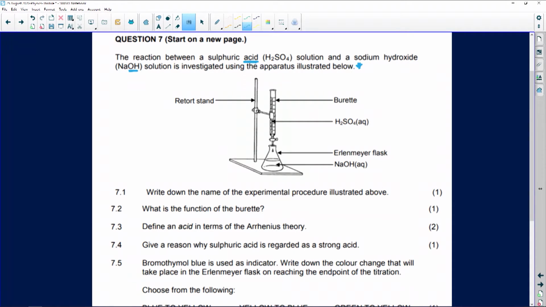So we are able to measure the exact amount of volume that is required to neutralize the other one. We can also add in some indicators and stuff like that. But this is an apparatus that we use in a chemistry lab when we are working with acids and bases. So now, it says the solution is investigated using the apparatus illustrated below.